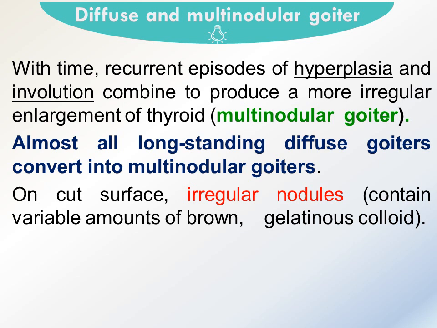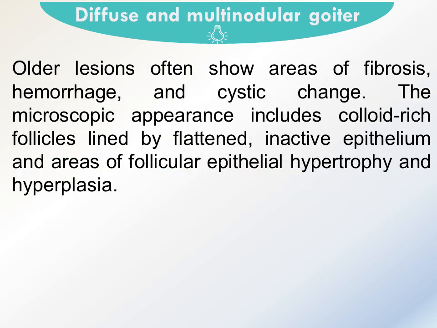With time, recurrent episodes of hyperplasia and involution combine to produce a more irregular enlargement of the thyroid, termed multinodular goiter. Almost all long-standing diffuse goiters convert into multinodular goiters. They are multilobulated, asymmetrically enlarged glands. On cut surface, irregular nodules containing variable amounts of brown gelatinous colloid are evident. Older lesions often show areas of fibrosis, hemorrhage, and cystic change.